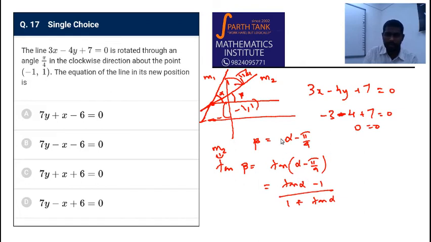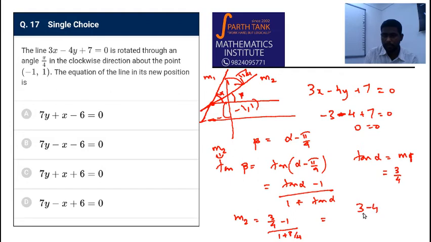And tan alpha is nothing but m1, and m1 is nothing but 3 by 4. So the slope m2 is 3 by 4 minus 1 by 1 plus 3 by 4, or 3 minus 4 by 4 over 7 by 4, which becomes minus 1 by 7.